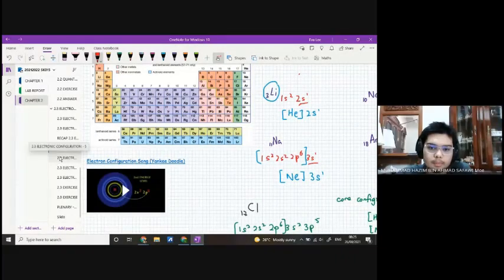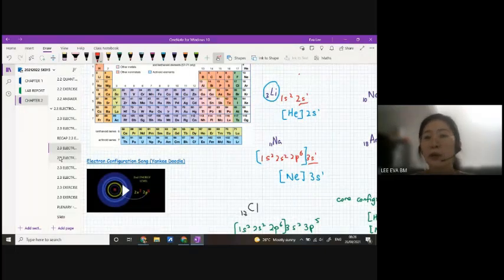So basically speaking, the core configuration, you only take it from group 8, isn't it? Yes, group 8, because in group 8 you get the full configuration. Okay.